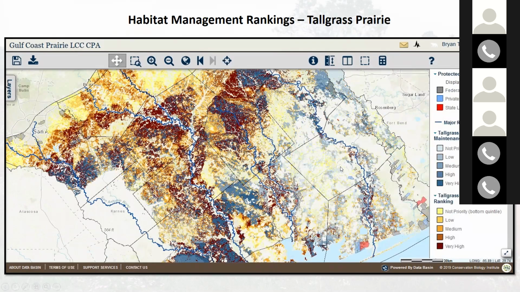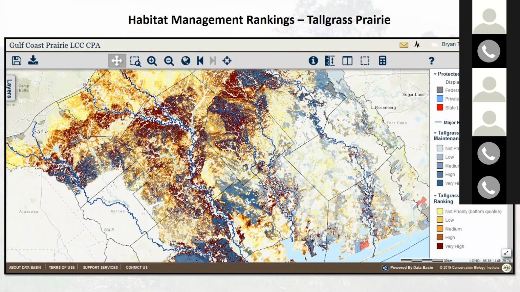These include the same kind of inputs that are in the habitat protection rankings. There are some differences for management. The opportunity rankings don't include land costs because you're not actually trying to buy the land. Instead, we have incentive program participation.